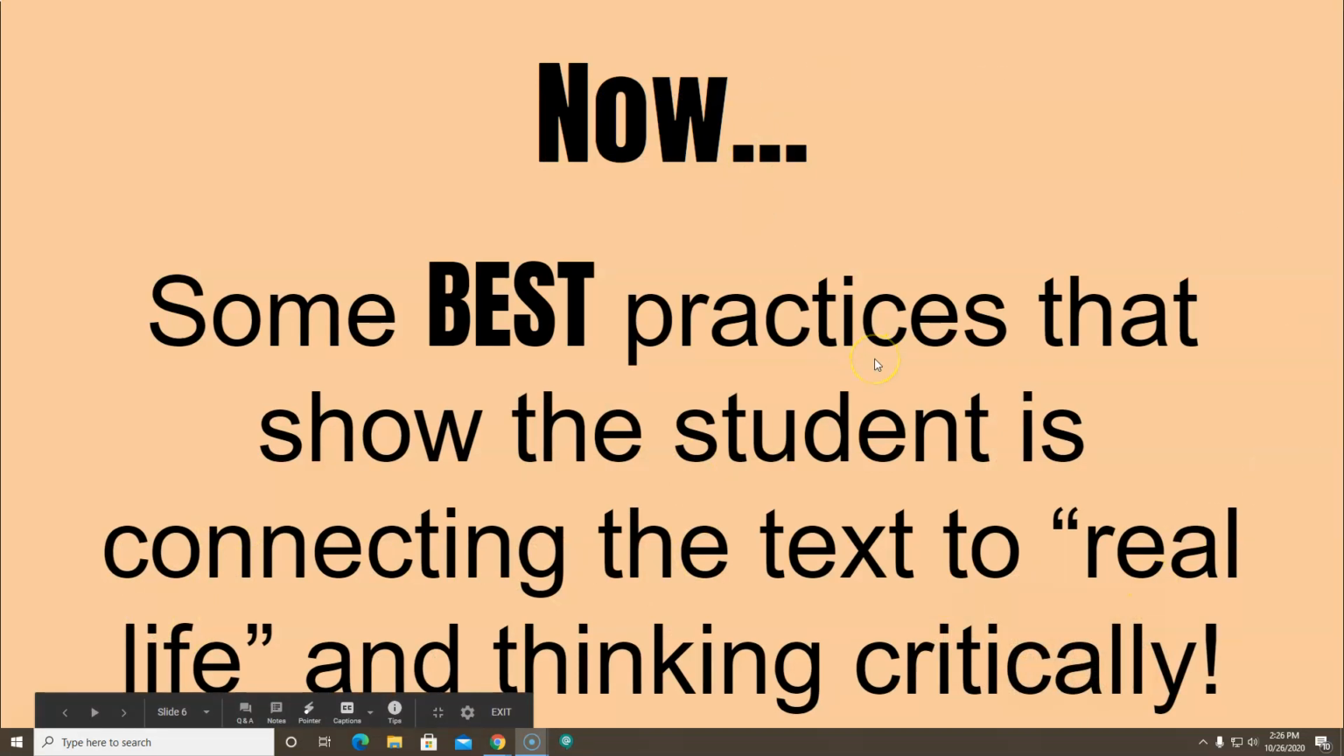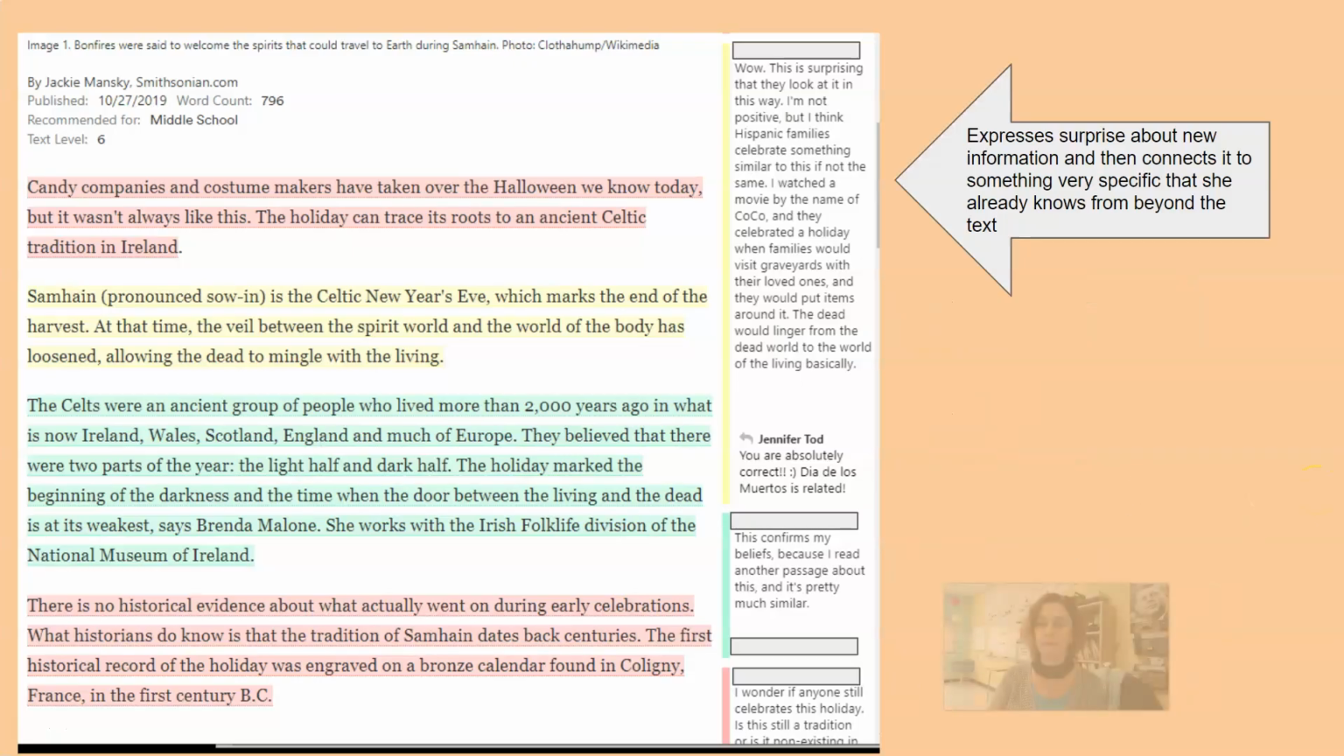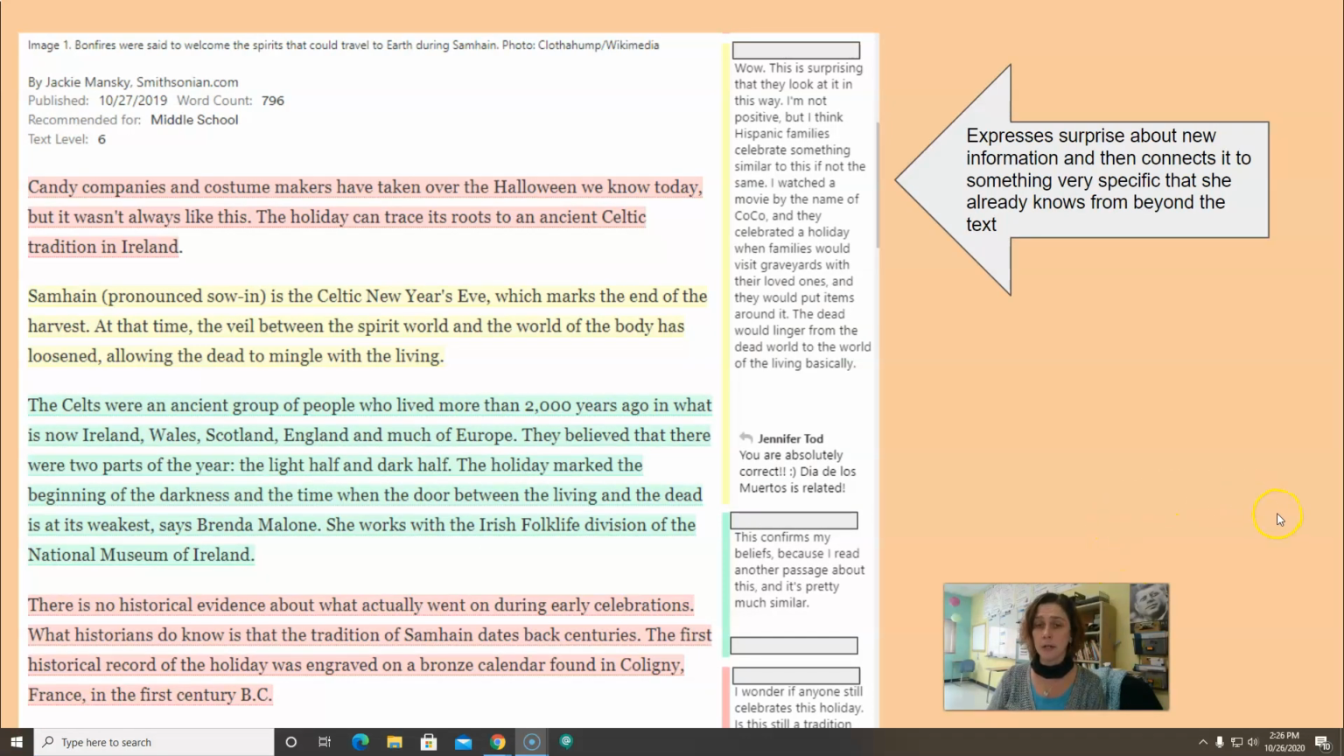Some best practices. That means this is the optimal thing to do. This is really what we want your goal to be. Some best practices that show the student is connecting the text to real life and thinking critically. That's what these examples do. I have several, and they're all from the same article. They're all from the Halloween article about how the Celtic celebration of Samhain eventually became what we know to be Halloween.